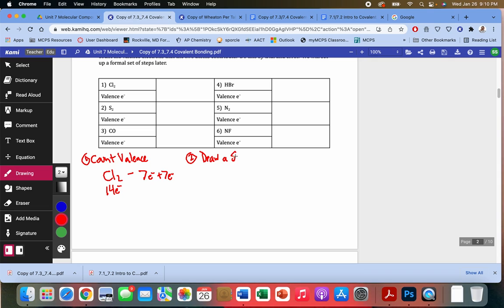And when I say a skeleton, I just mean draw single bonds. I don't mean like, ooh, spooky, it's a skeleton, right? Instead, Cl, Cl.